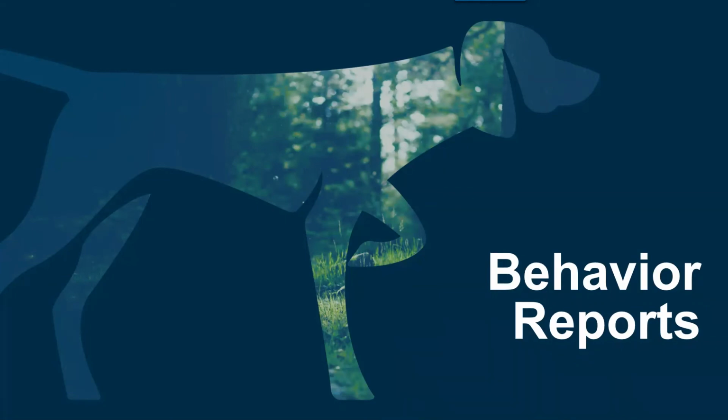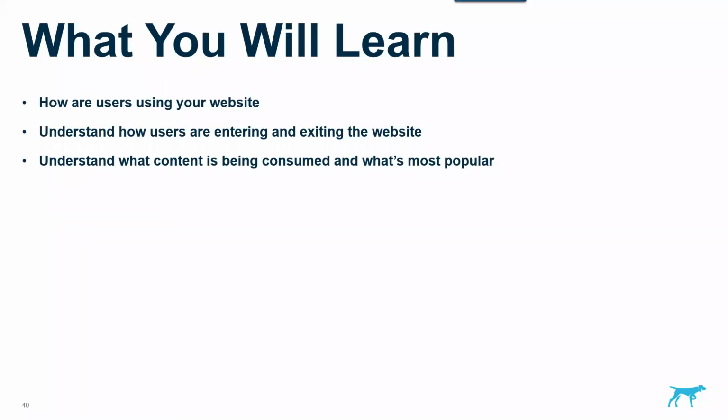The next section is around behavior reports. So a quick overview on what this section is all about. And again, the easiest way to think about this section is what users are doing once they come to the website. This section is all about that. What pages they're viewing, how they've landed on your website, how they're exiting, and so on.